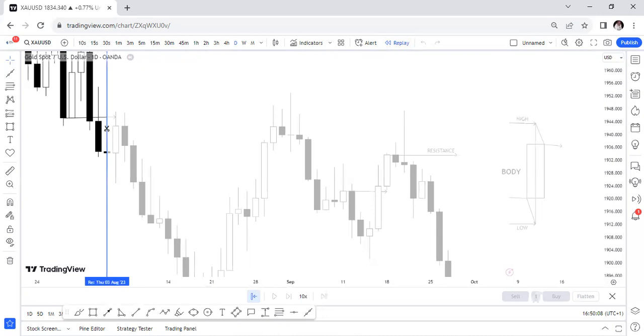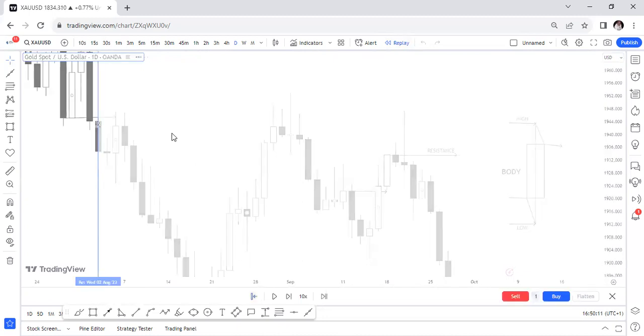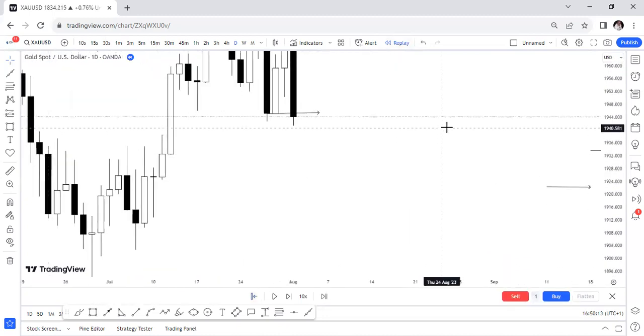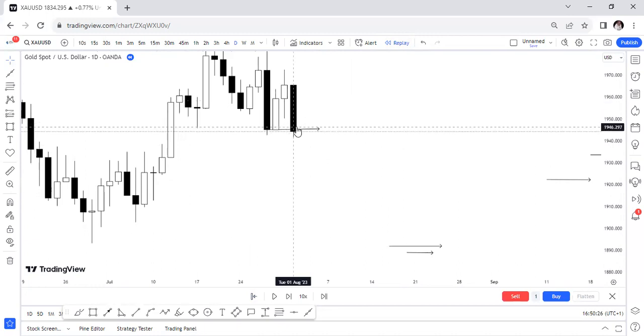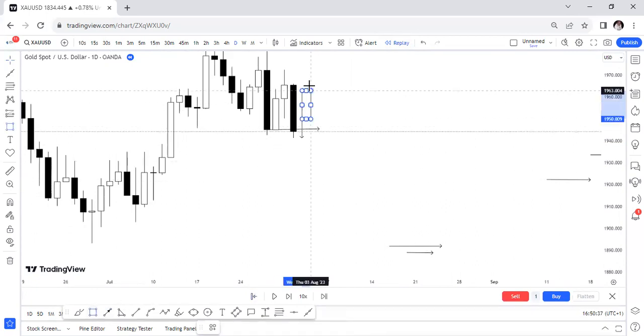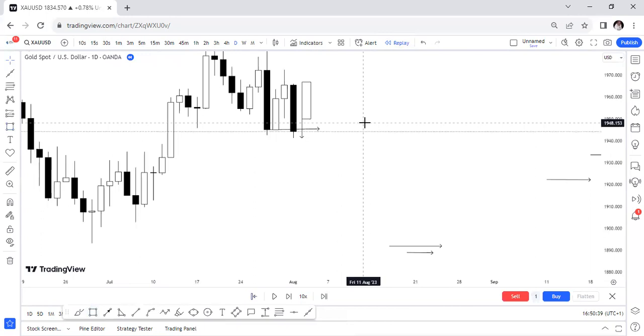Right? You see, this is a gap. Sorry, this is an SNR. This is a support level. If price closes below this, you don't buy, because we only buy here if you see a wick. If the price ended up becoming something like this, with a body like this, that's when we will buy.